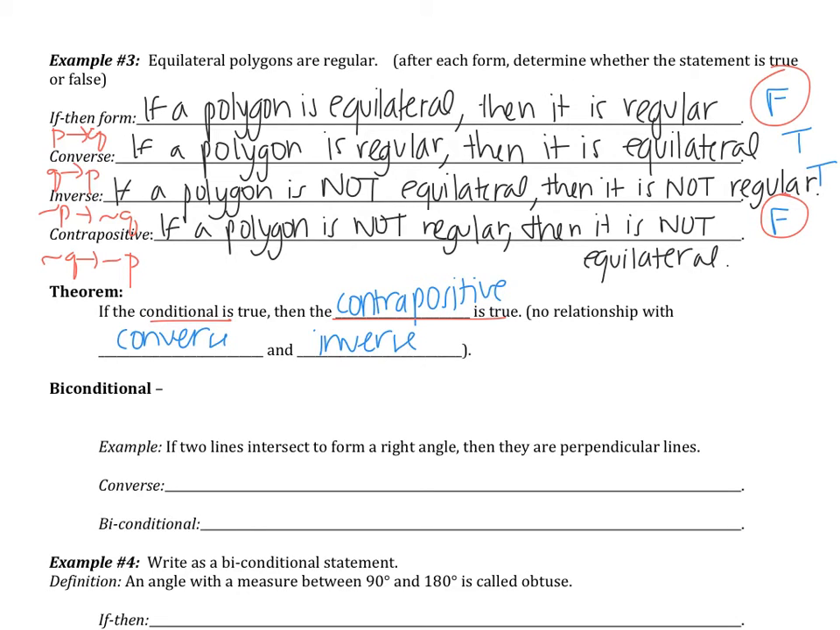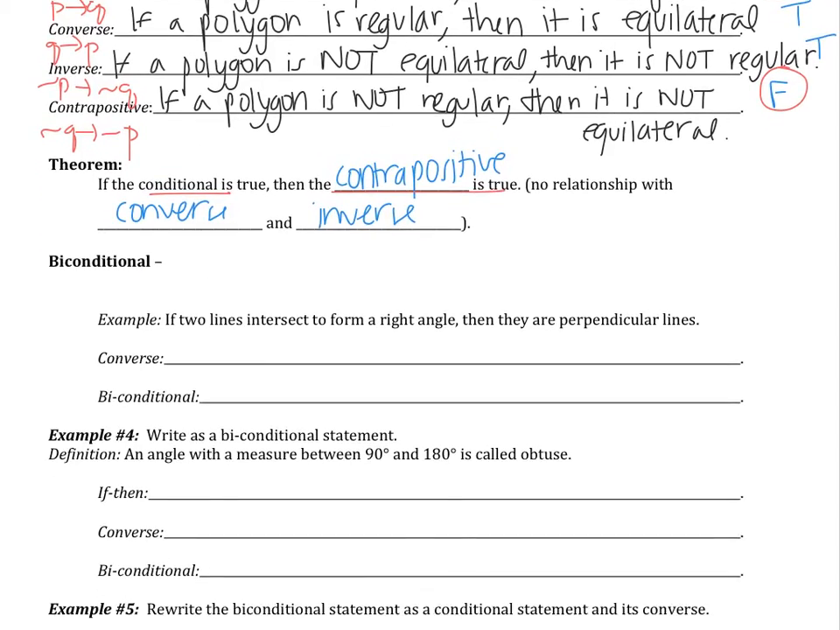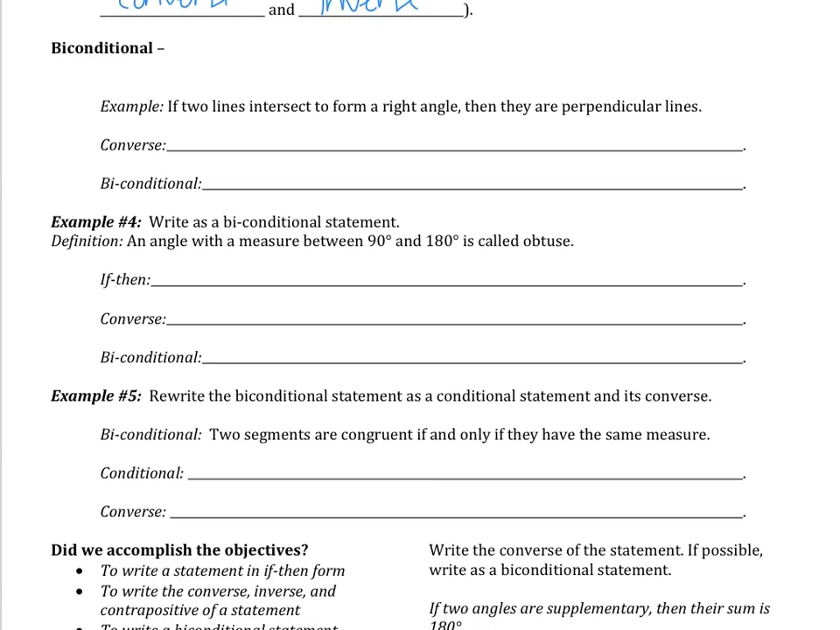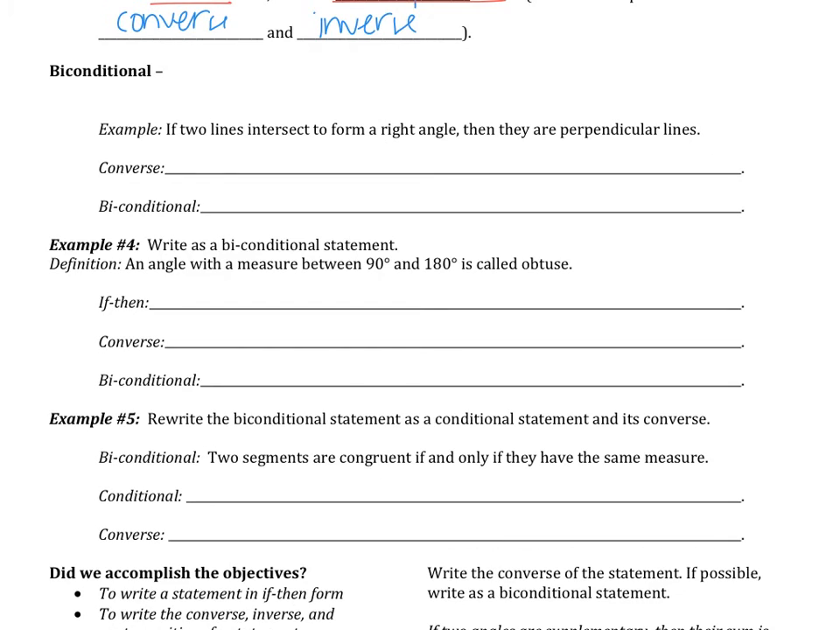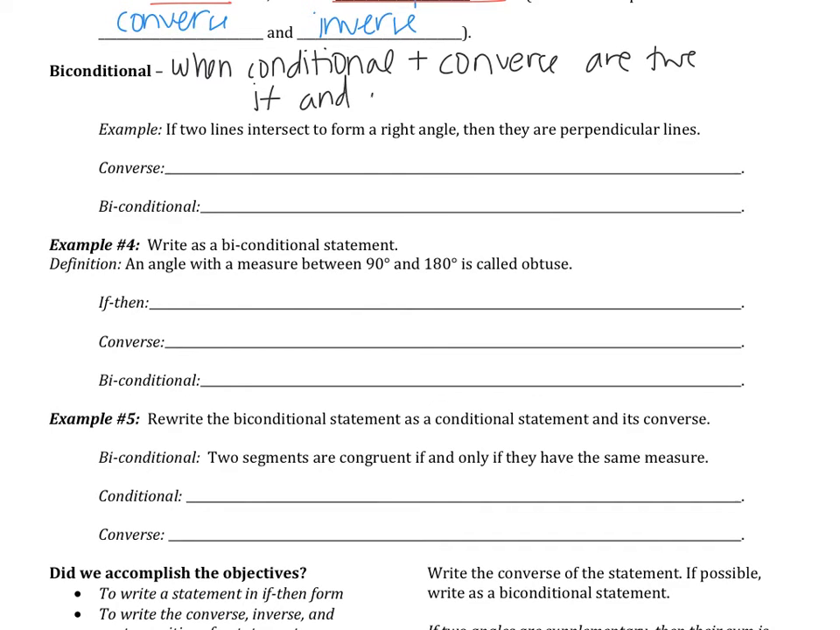Okay, got one more idea, and that's this idea of a biconditional statement. So a biconditional statement is a statement when the conditional and the converse are true. It's written as an if and only if statement.